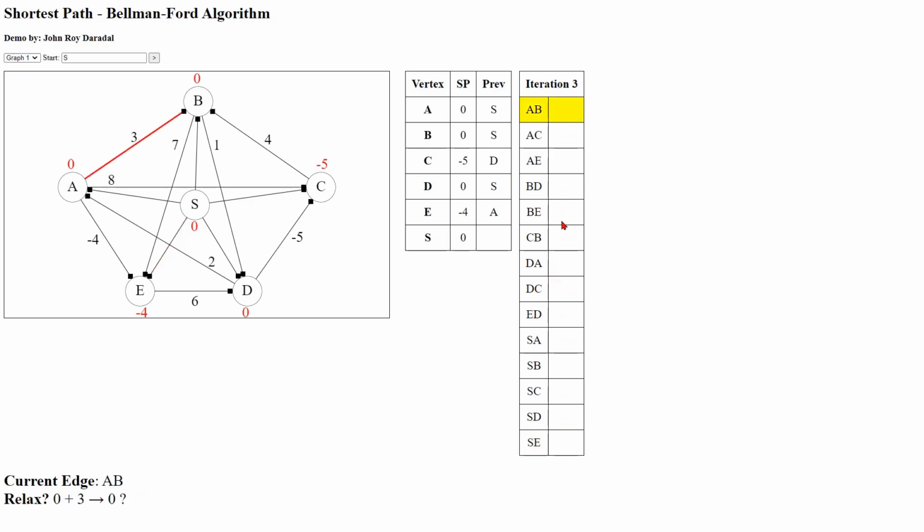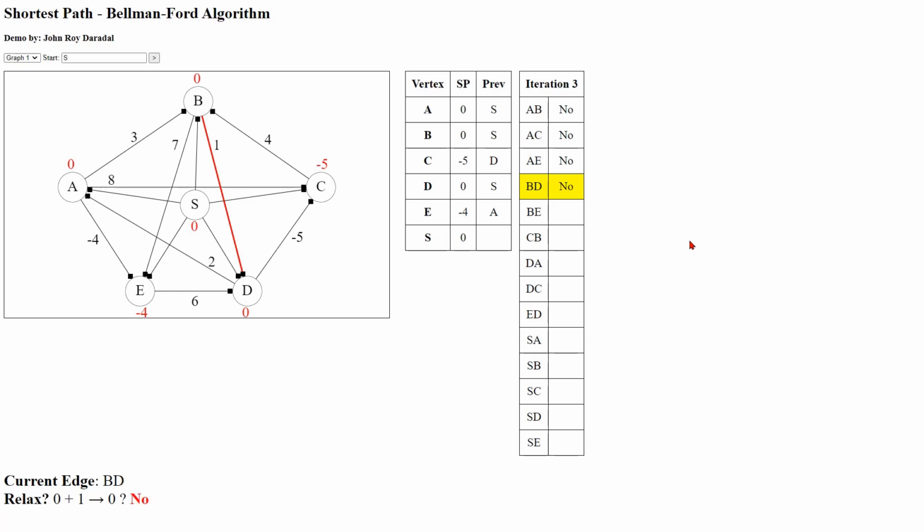Which is now iteration number 3. So we'll start again at AB. Won't relax this one. AC. How about this one? 0 plus 8, so that's 8. Is that better than negative 5? Well, it's not, so no. AE is 0, negative 4. It's still the same, right? So won't relax this one.